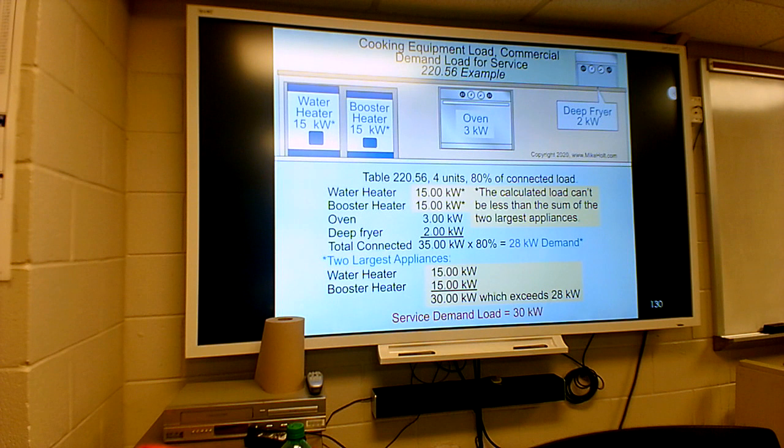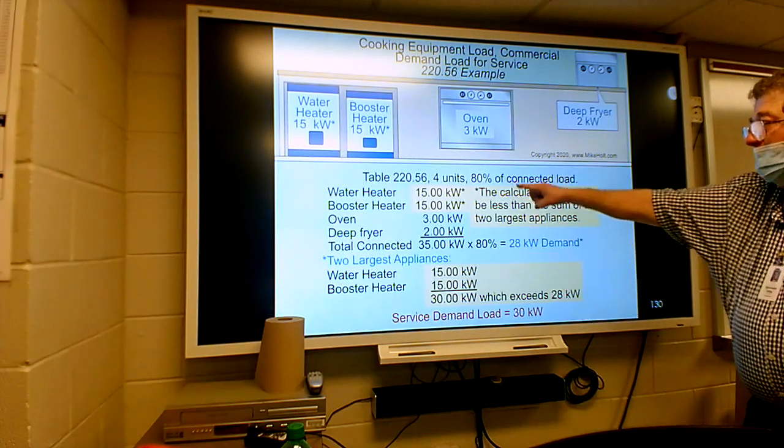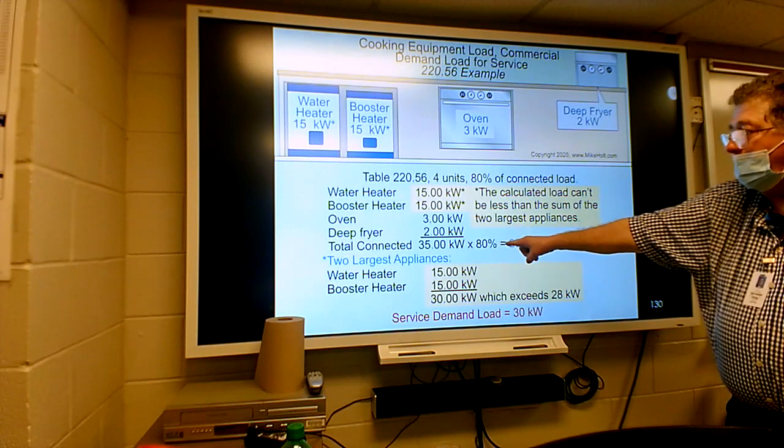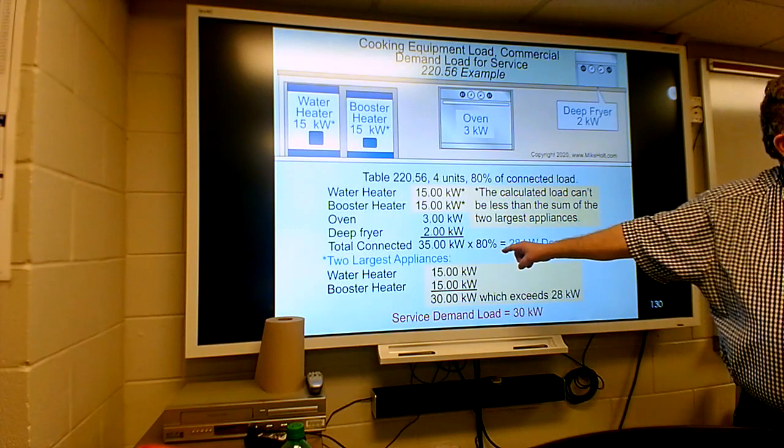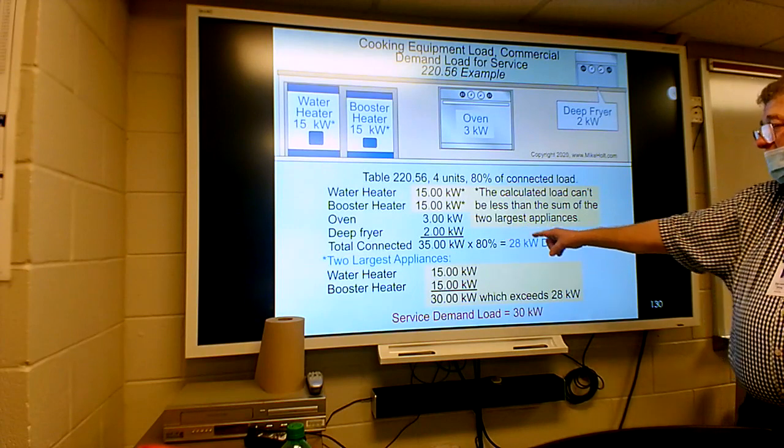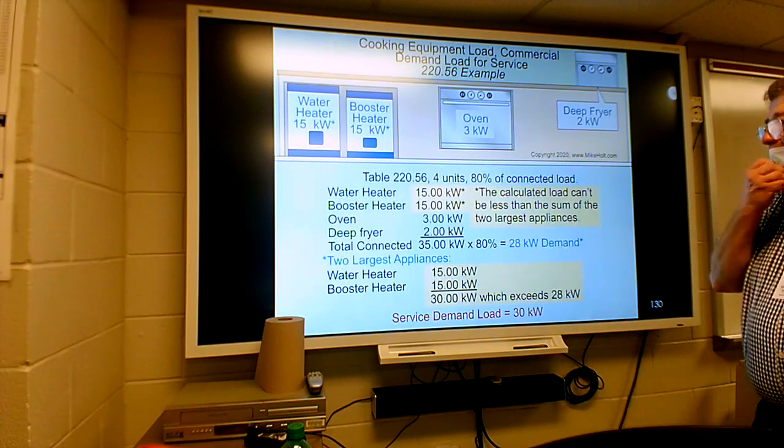So it says that your calculated load cannot be less than the sum of the 2 largest ones. The 2 largest ones were 15 kilowatt apiece. So your total can't be any less than 30 kilowatt. And so they did a total. You do it 2 ways. You go ahead and do it the normal way by doing all of your loads and then doing the 80% based on 4, which gives you 28 kilowatt demand.